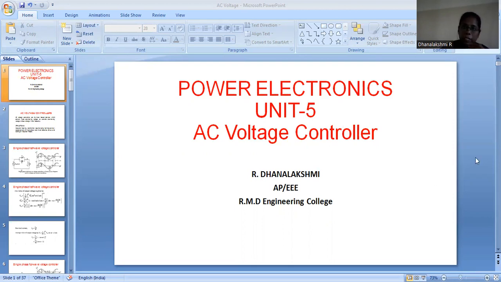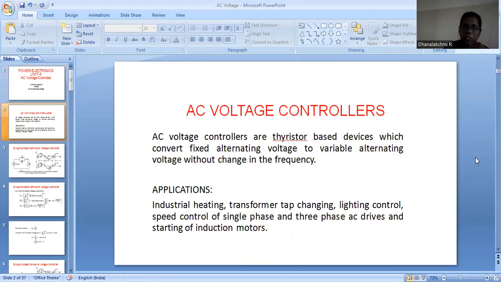As the name itself tells us, the AC voltage controller converts fixed AC to variable AC without change in frequency. So the input is AC, and the output is also AC. The input is a fixed AC, which will be converted into variable AC at the output without change in frequency. The frequency will be constant. So without changing frequency, we convert the fixed AC to variable AC with the help of the AC voltage controller. Right? And we'll see how it works.